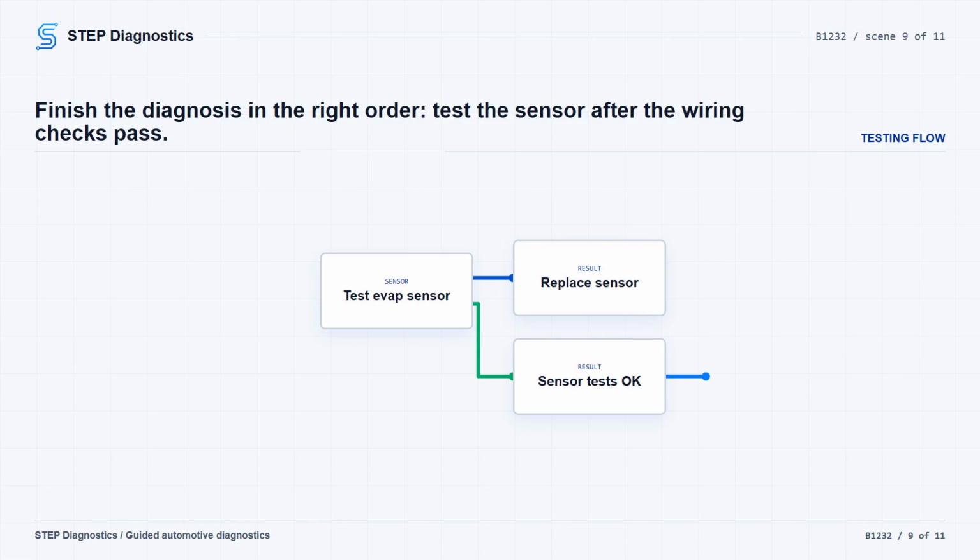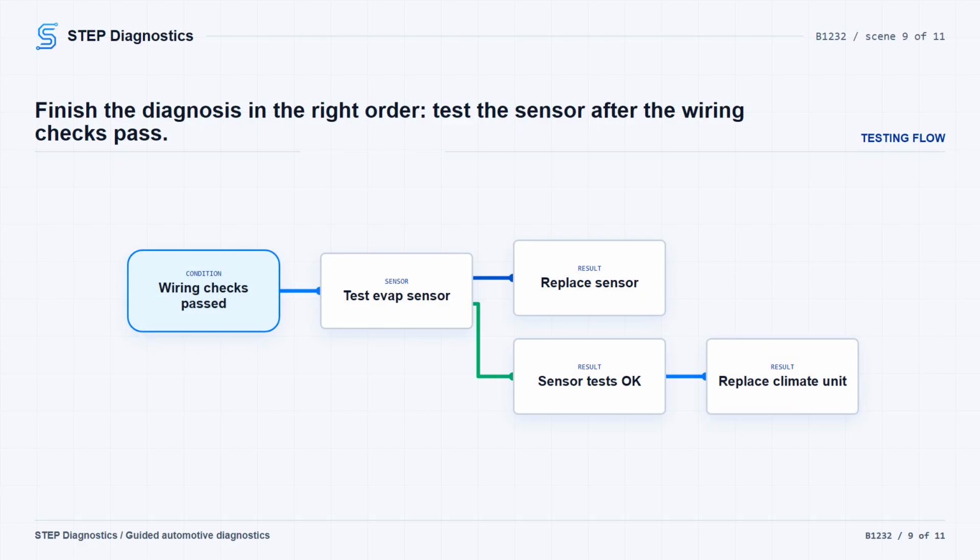Now test the evaporator temperature sensor. If the sensor does not test okay, replace the evaporator temperature sensor. If the sensor does test okay and the earlier wiring checks passed, replace the climate control unit. That order matters. Prove the short checks first, then prove the sensor before condemning the control unit.